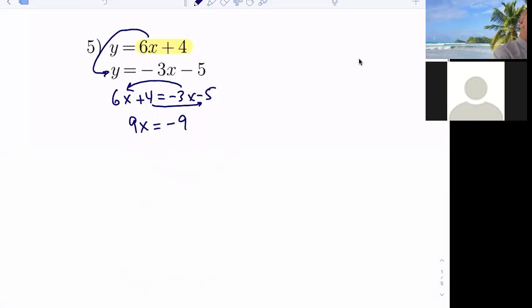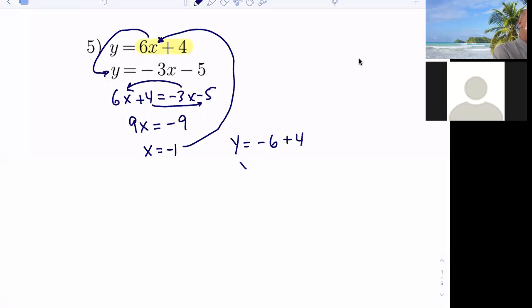All right. So x equals what? -1. X equals -1. So now I'm going to come up here and I'm going to plug -1 in for x. So y equals -6 plus 4. Y equals -2. So now we go -1, -2.